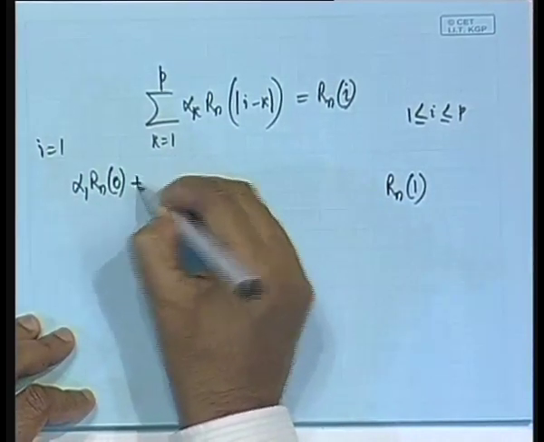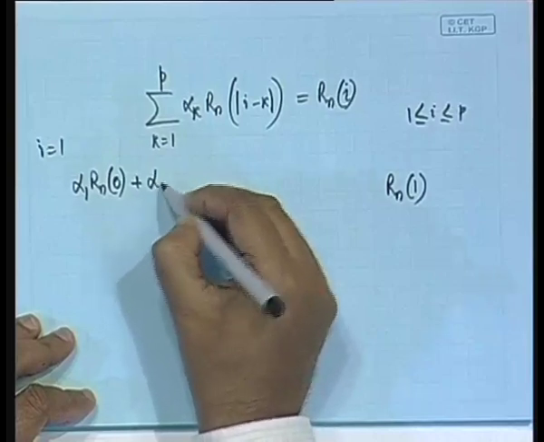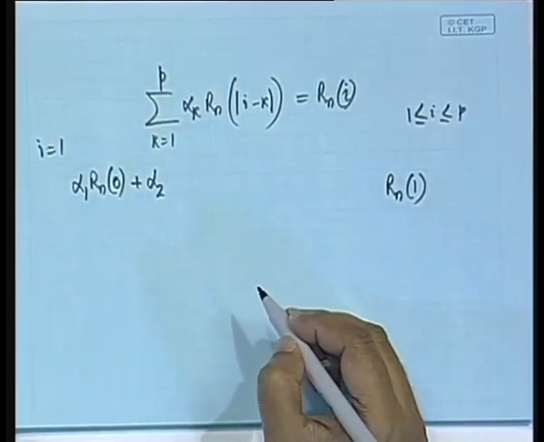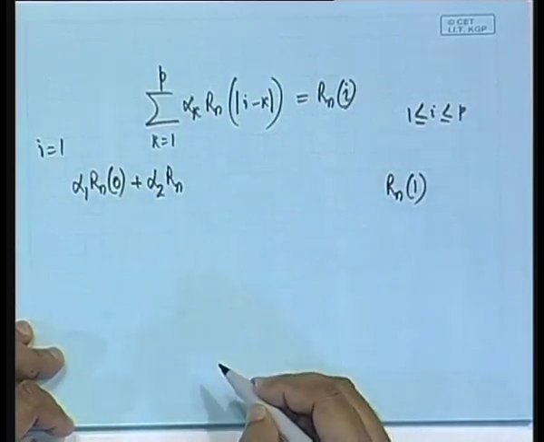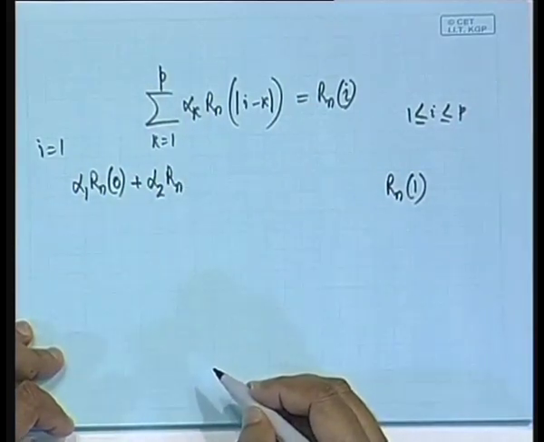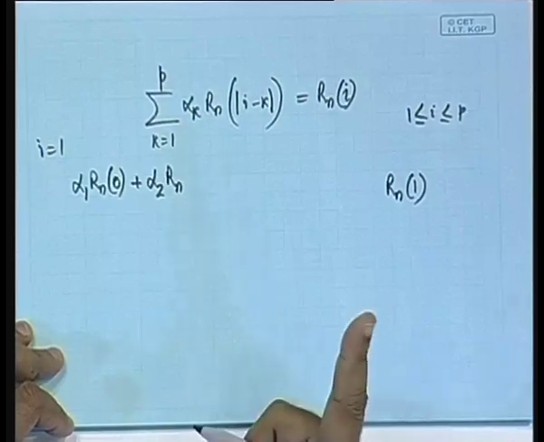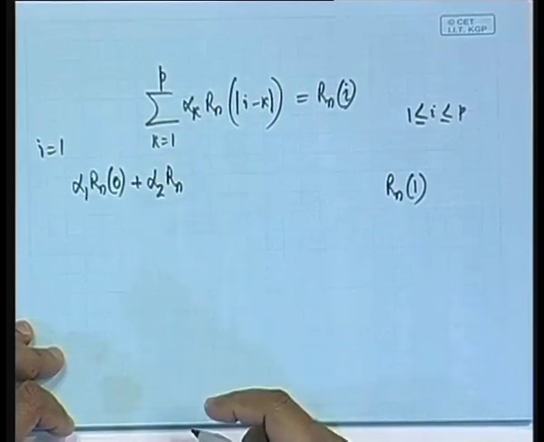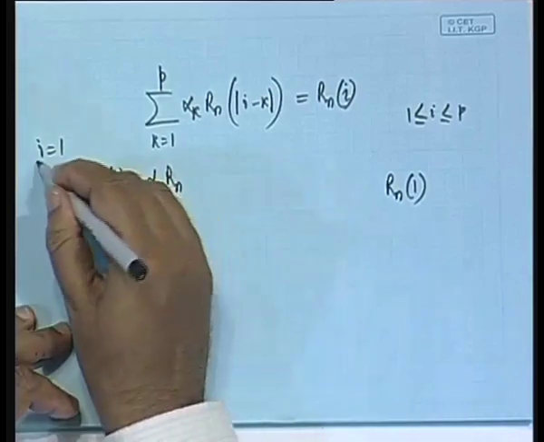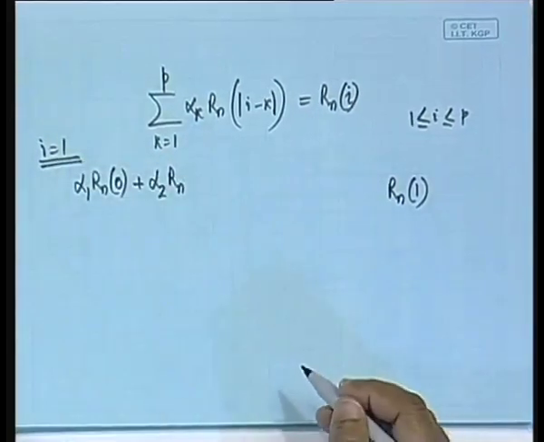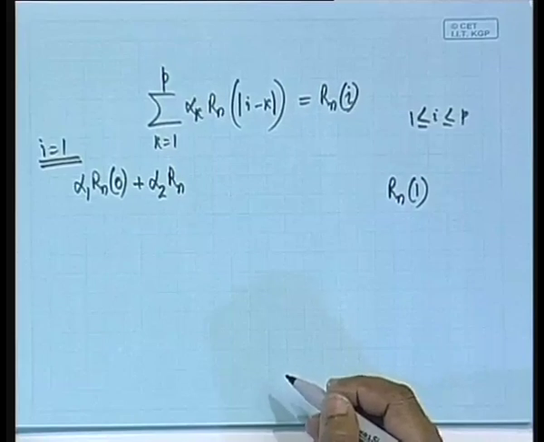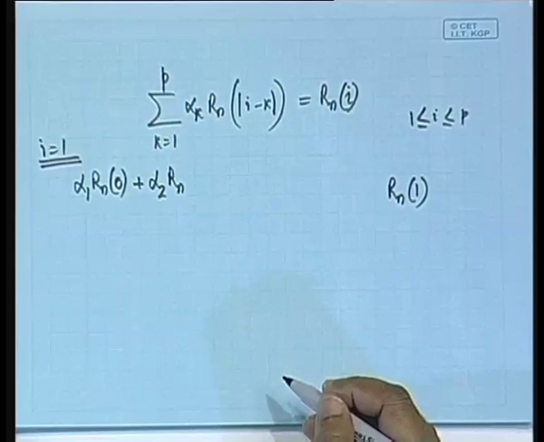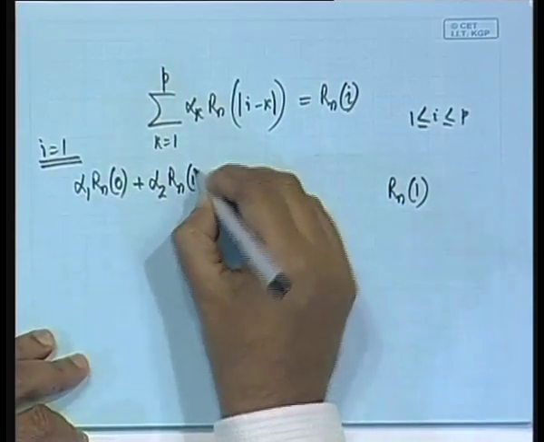What will be the second term of the left hand side? Alpha 2 times Rn, and what is mod of i minus k now? Now k has become 2, and i is still 1. This equation we are writing for i is equal to 1. So i is 1, k is 2, so Rn mod of minus 1. So this means to say it is Rn 1, right.